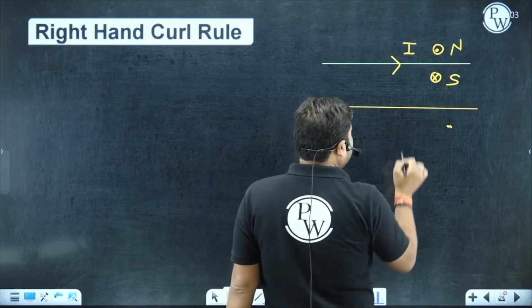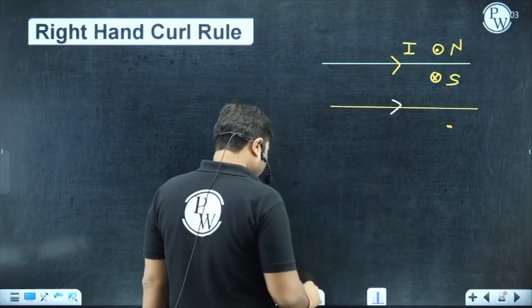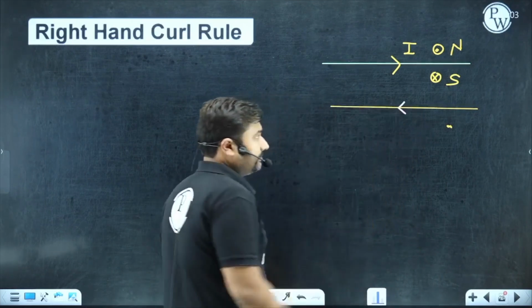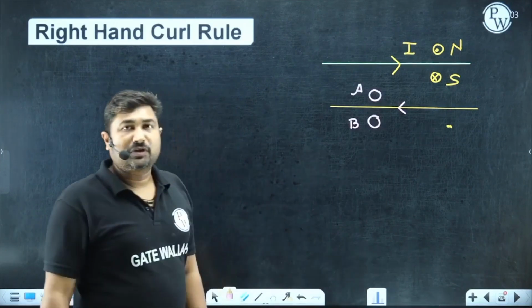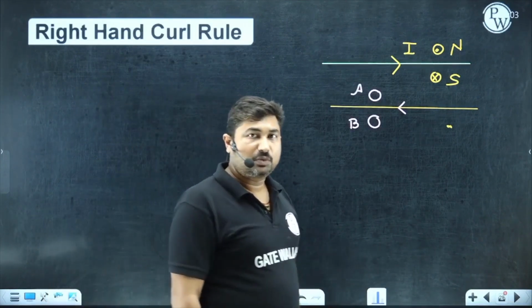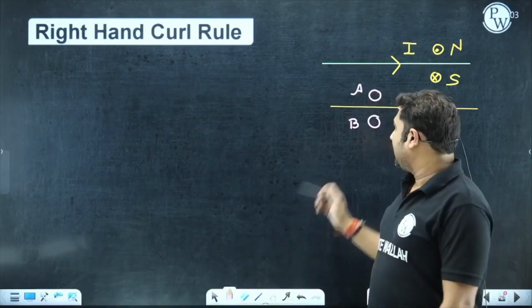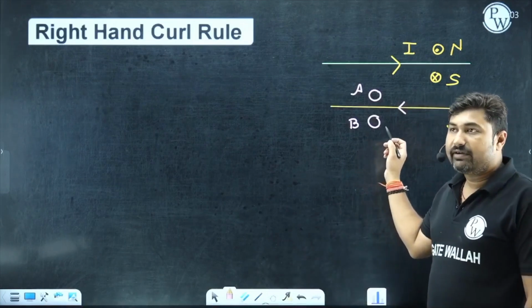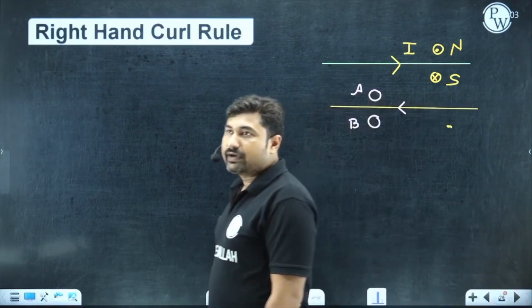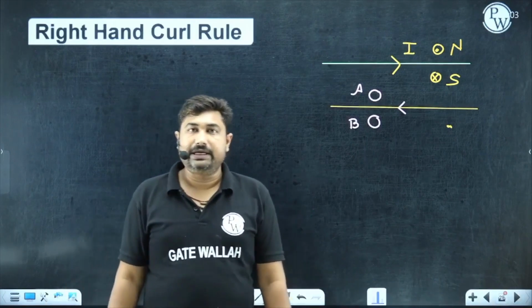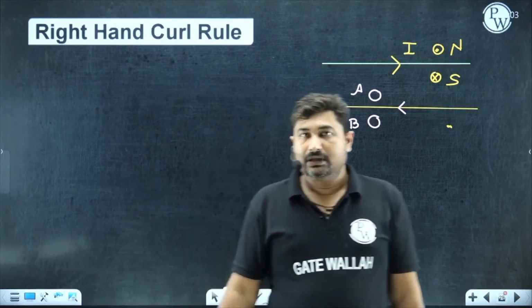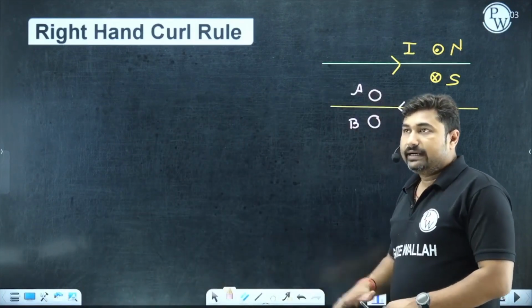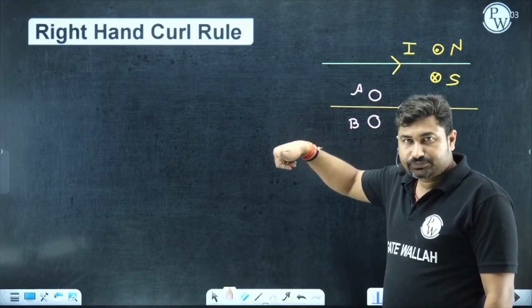This wire is carrying a current in this direction. This wire is carrying a current in this direction, which will have magnetic lines of force towards the observer, and which will have magnetic lines of force away from the observer, in terms of A and B. Please mark A and B in terms of dot and cross. Use the right-hand curl rule.